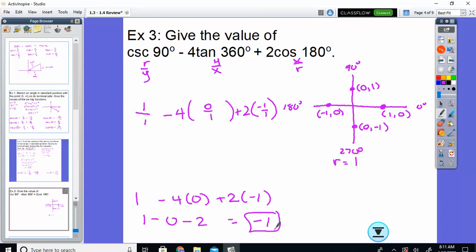So just draw that little picture and think about your x, y, and r definition again. Everything goes back to that definition. Alright, is that one okay?